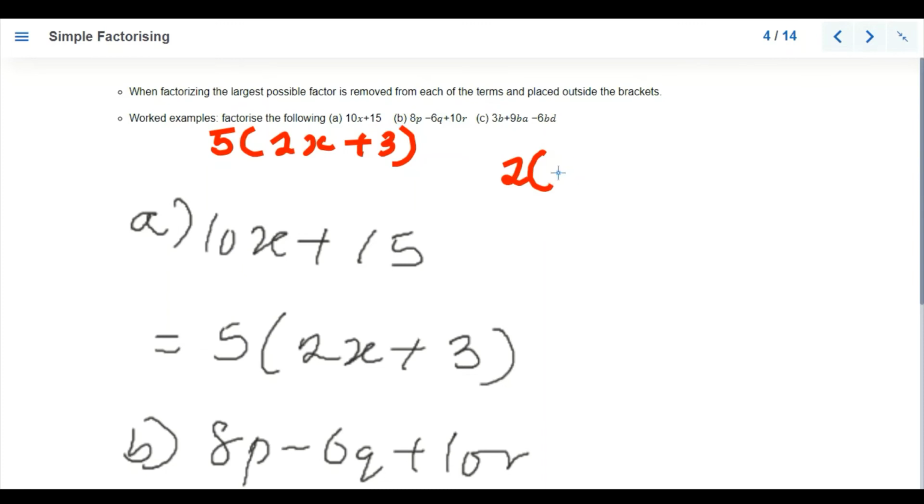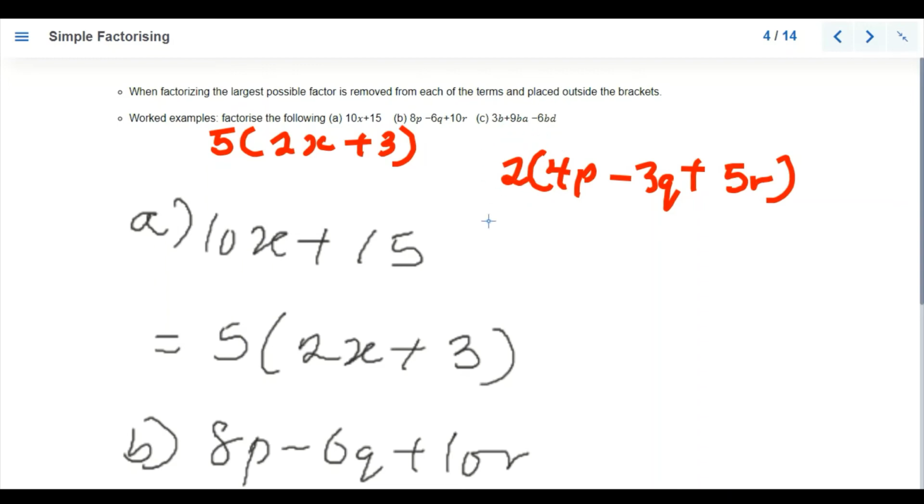So we have 2. Now, what is left after bringing 2 out? We have 4p, because 2 times 4 is 8, right? Now, after taking 2 from 6, we have 3 here. And remember, we say about our variable, which is q, plus 2 in 10 will give us 5, and we say about our r.